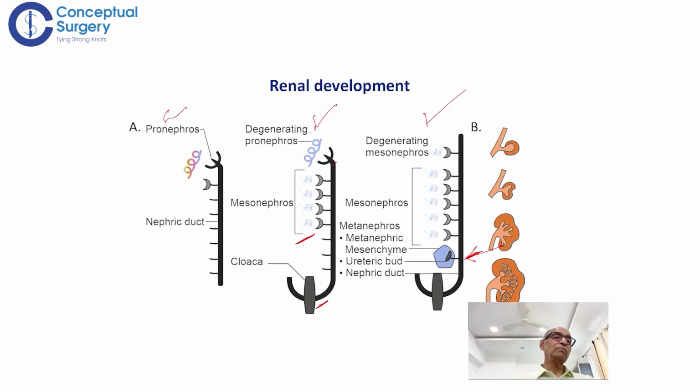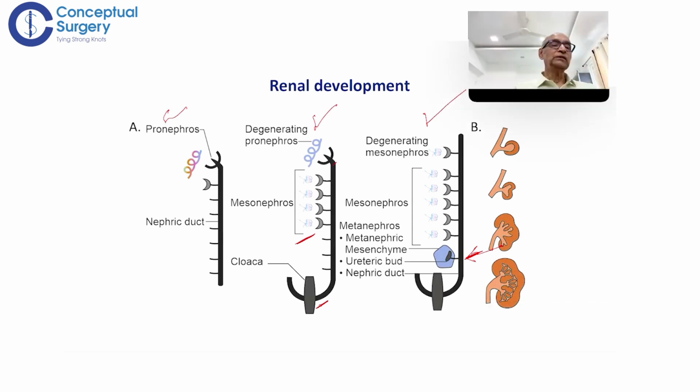And we know the exact molecules that operate at this level, and further development, how it takes place. We'll talk about it in the next slide. And it is also very much known now, which are the genes which operate in this particular area. So going back to the talk that we are having, ureteric bud coming from the lower end of the mesonephric duct will actually enter into the metanephric blastema.